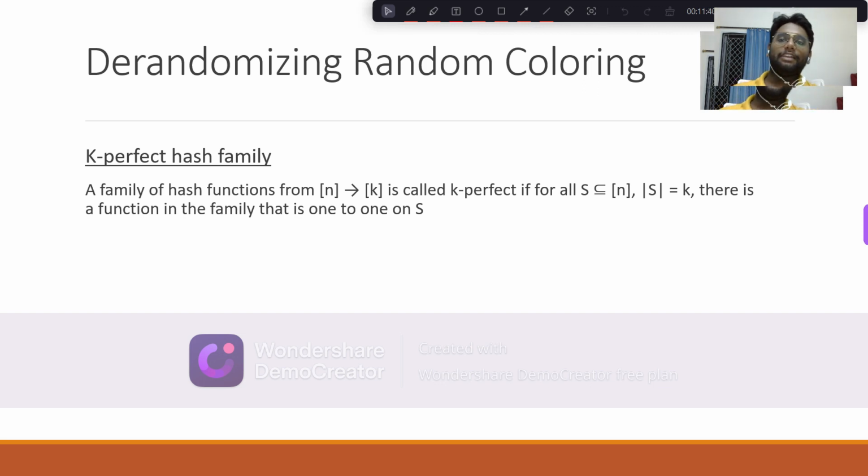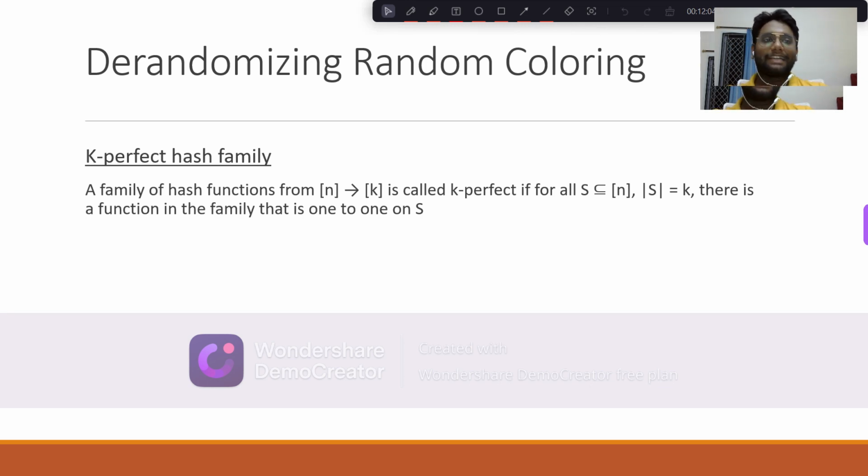And for that, we'll be using k-perfect hash families. So what is a k-perfect hash family? Let's go through that. It is a family of hash functions from n to the set k, and is called k-perfect if there is a subset of n such that when it's mapped to k, there is a one-to-one function on it. So that's the k-perfect hash family.